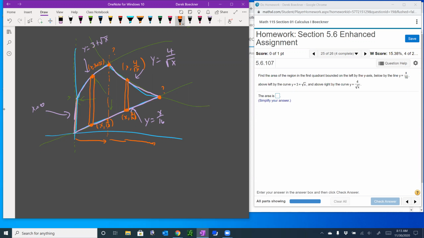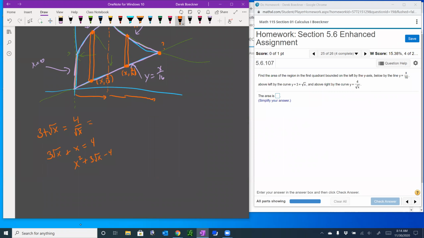How do I figure out these guys? Well, I want to set this and this equal to each other to figure out that intersection point. So I got 3 plus the square root of x equals 4 over the square root of x. So we'll multiply by the square root of x everywhere. And then I can set this up as a quadratic. Actually factor that. So it looks like that, which tells me that x equals 16 or x equals 1.